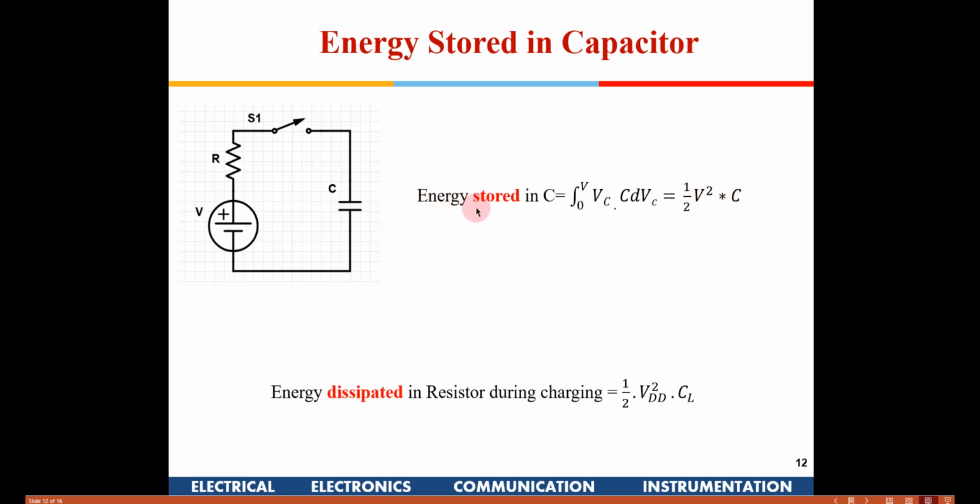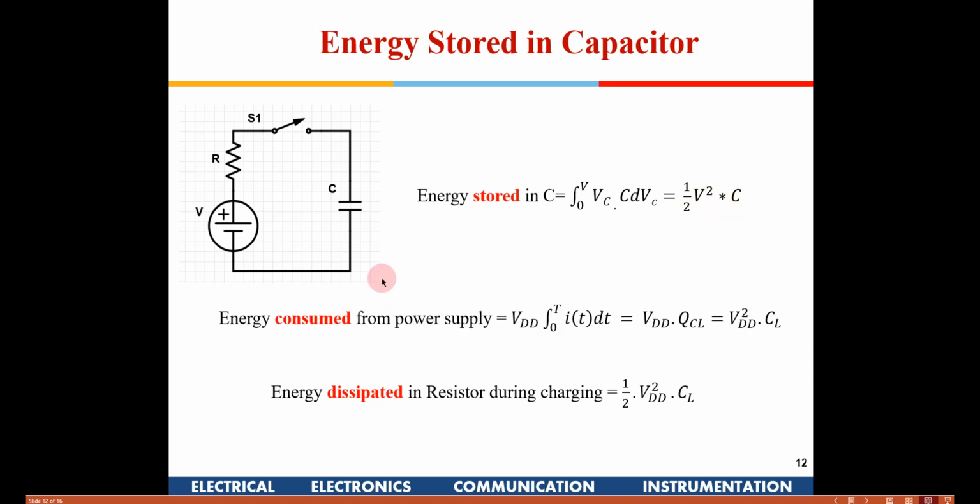Energy is nothing but integration of power. Here the capacitance is getting charged from 0 to V, so we integrate from 0 to V, with this being the voltage and this being the current. The current comes from Q equal to CV, so dQ by dt, differentiating to get the current. So we have written C into dVc. That's all. So we get the energy which is stored as half C V square.